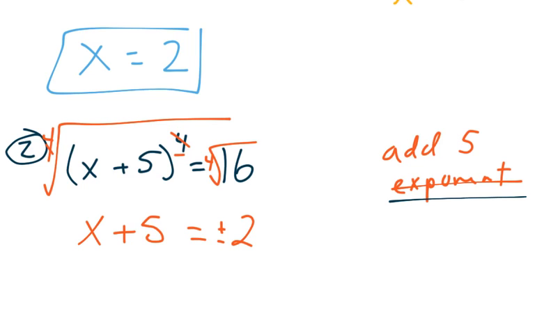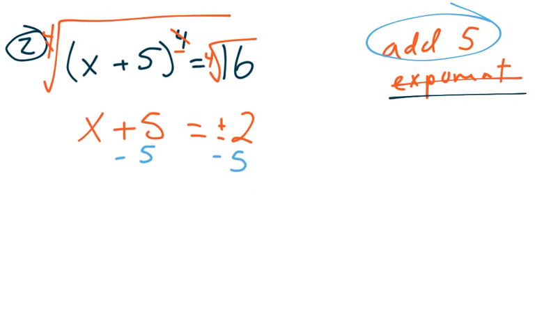Now we need to jump to step 2, which is adding 5. The opposite of addition is subtraction. So we subtract 5. I'm going to slide this up just a little bit. If you just put x equals plus or minus 2 minus 5, negative 3, that is incorrect. That's not how this works. So let's start this again.